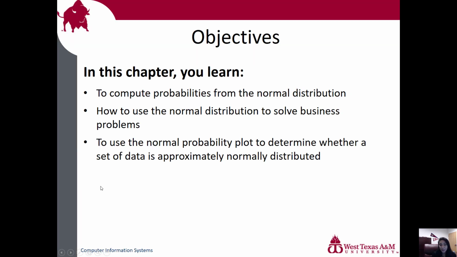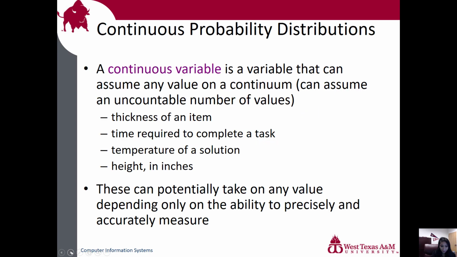So here are the objectives for this chapter. We'll be talking about the normal distribution. In Chapter 5, we mentioned that Chapter 5 would be about discrete variables, whereas Chapter 6 would be about continuous variables. So this should be a little bit of a review from Chapter 1.